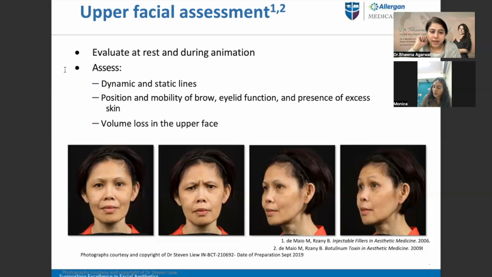Right. And the third thing is volume loss in the upper face, like temple hollowness or forehead hollowness, you have to see. I have done another video on understanding the forehead. It's on YouTube. If you can watch this, it will be very helpful in understanding the mechanism of how Botox works, the mechanism of frontalis muscle, and all that. Right? And we can discuss it anytime in case you have a doubt about it. Right? So you have to evaluate at rest and during animation.